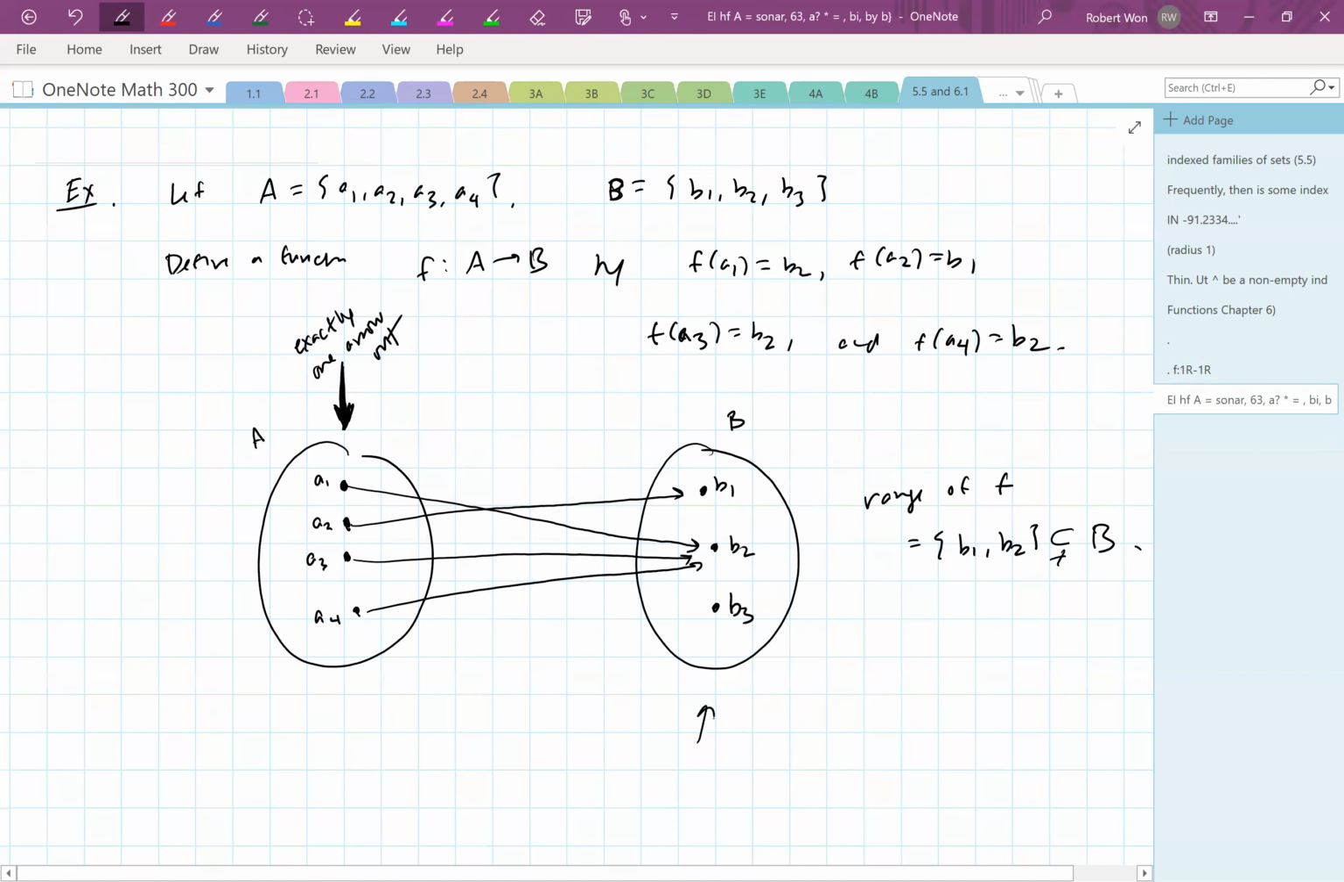On the right-hand side of this picture, not every element needs to have an arrow going into it. B3 doesn't. And you don't need to have only one. For example, B2 has 3 arrows going into it. So the number of arrows in here doesn't matter, in order for f to be a function.